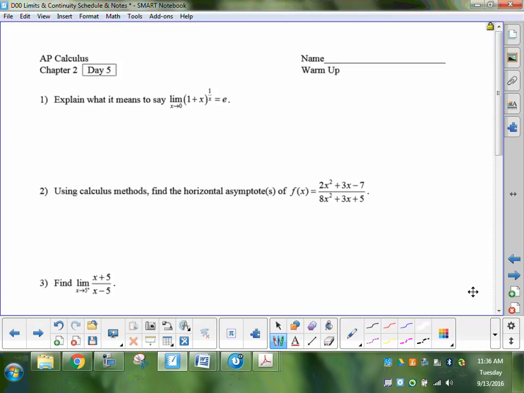As a function, 1 plus x, 1 over x goes to 0, the y value gets closer to e. That's all it's saying. And to go through and give that, that's terrific.